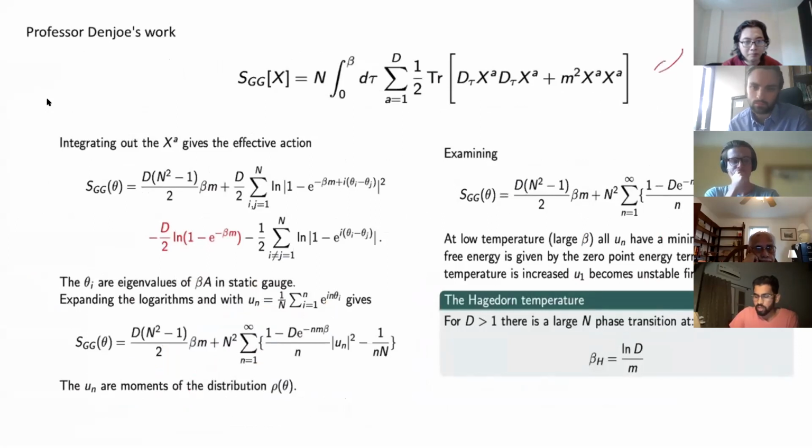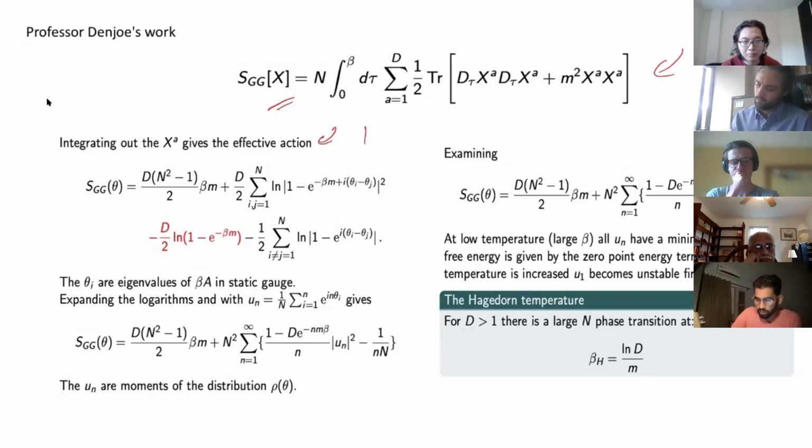The S here is basically just our action for the harmonic oscillator system, and integrating out the X^A gives the effective action. It is important to note here that the effective action is not the same as the classical action. The effective action also includes quantum mechanical constraints in the system. And so it's basically a Legendre transform of the free energy.